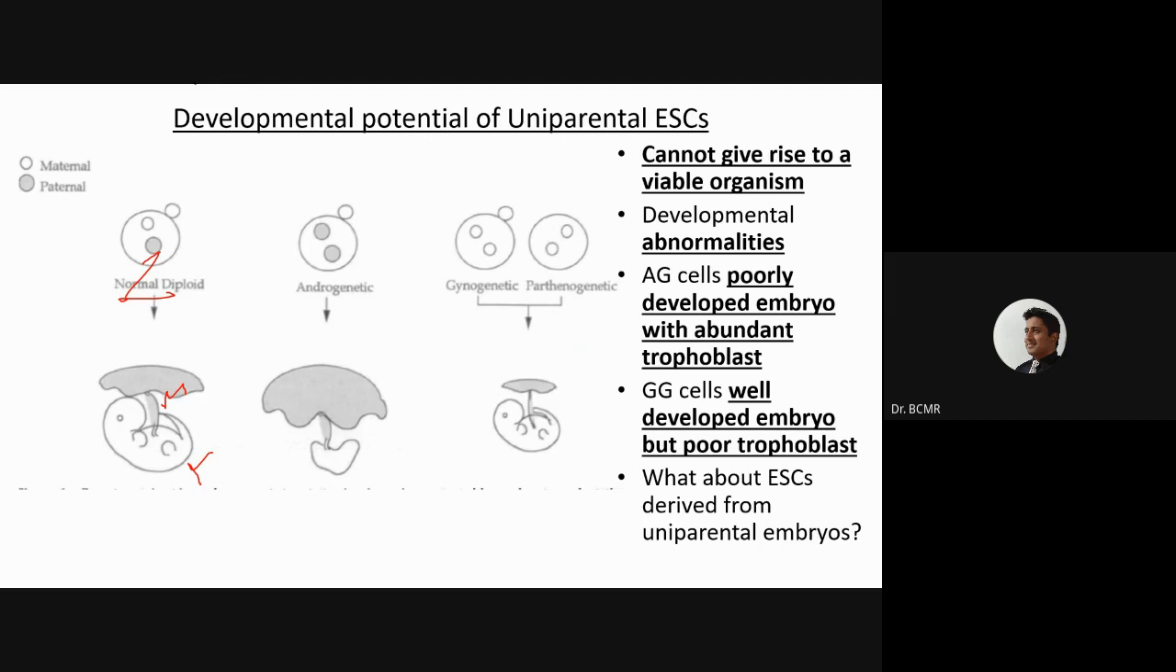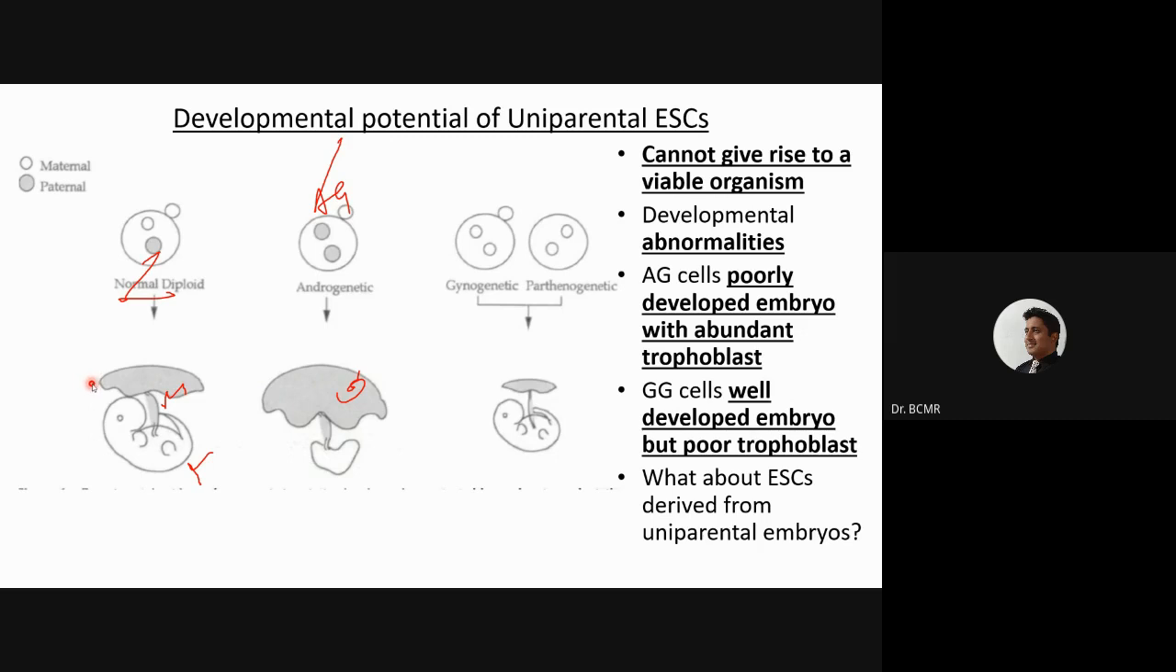But if you take the androgenetic one, the AG, sorry, the pen is having a little trouble. Let's see if it works. No, it is still a problem. Okay, I'll just use the laser pointer. In the androgenetic one, what happens is it has an enormous placenta and the embryo is very small, compared with what would have been the normal embryo.